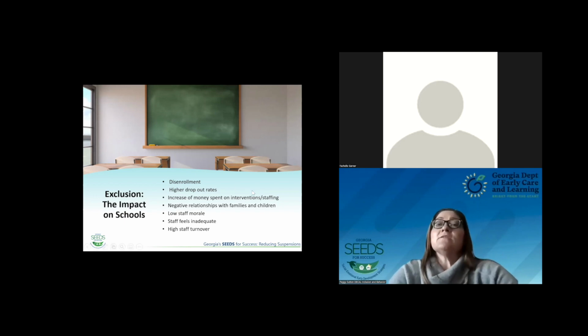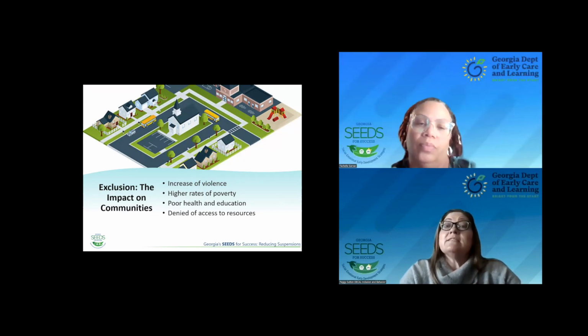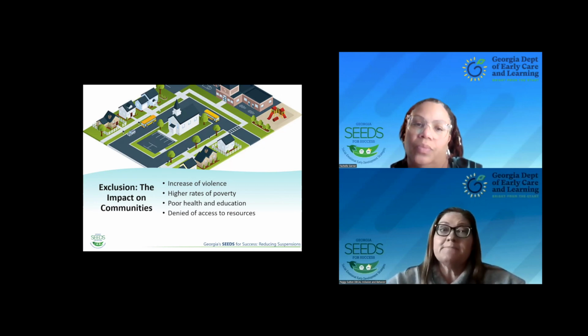So there's also an impact on the community when children are suspended or expelled from school. In the community, you will see an increase in violence among members that might be lacking that appropriate education and social emotional skill development. Exclusion can lead to higher rates of poverty among affected groups. The learner, the family, the staff, and the community are all impacted when a child is excluded. So it's necessary to put into practice strategies that are going to help prevent suspensions and expulsions.